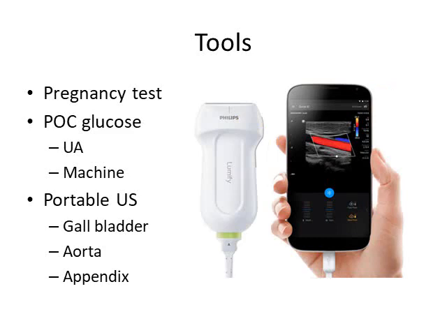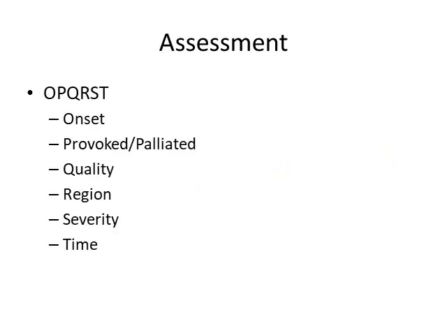Another neat yet expensive tool would be a portable ultrasound. They now make ultrasounds that can adapt to iPhones with a special app, and with this you could potentially look at the gallbladder, the aorta, the appendix, and sort of give yourself an idea of where that patient is at on the likelihood of a severe or deadly pathology being present. During the assessment of abdominal pain, it's easy to use the OPQRST mnemonic to help you remember how to evaluate the pain and what questions to ask.